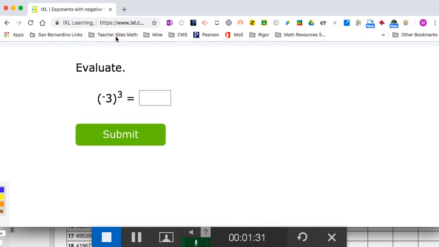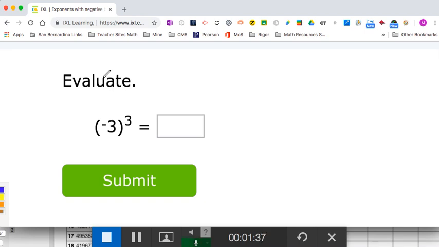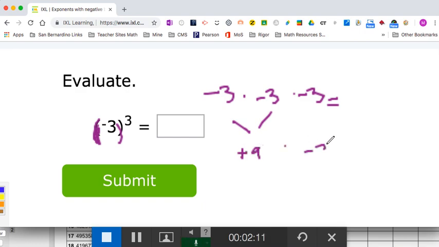Guys, look at this, right? It says evaluate, so that means you're going to give me a number value. And then you have a parenthesis, right? So that means that you are going to repeatedly multiply that -3. The parentheses are holding the negative. So it's -3 times -3 times -3, right? And so what does that equal? Well, a negative times a negative is a +9, times a -3, so then you get -27.